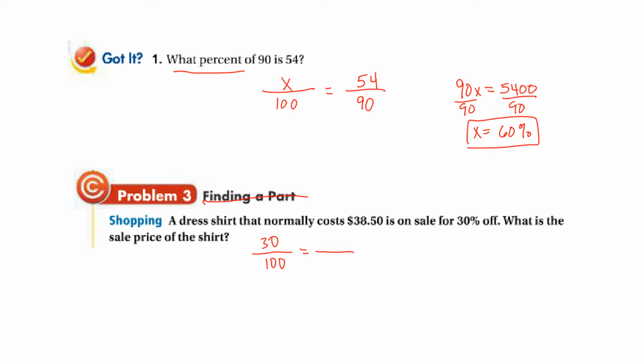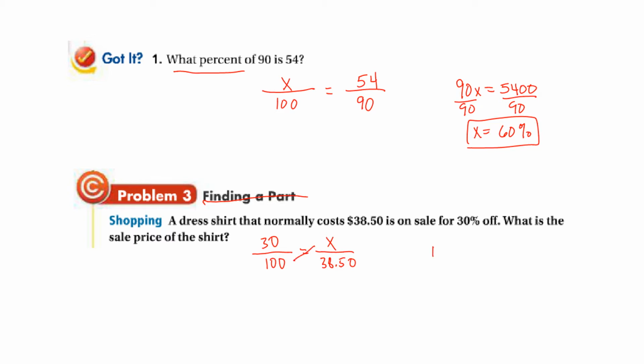Its normal cost, its whole cost, is $38.50. So that goes down here in the denominator on my right side. And I don't know what that 30% of $38.50 is, so that's what I'm finding here. So I'm finding the part, or my is. So now again, I'll do my cross products.